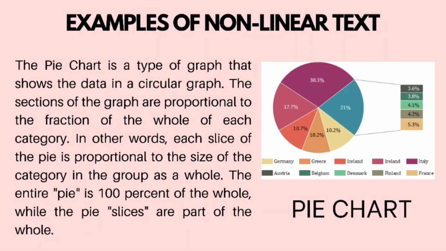Now let's discuss the examples of nonlinear text. The first one is the pie chart. The pie chart is a type of graph that shows the data in a circular graph. The sections of the graph are proportional to the fraction of the whole of each category. In other words, each slice of the pie is proportional to the size of the category in the group as a whole. The entire pie is 100% of the whole, while the pie slices are part of the whole.